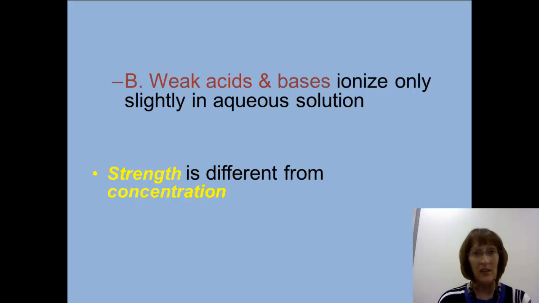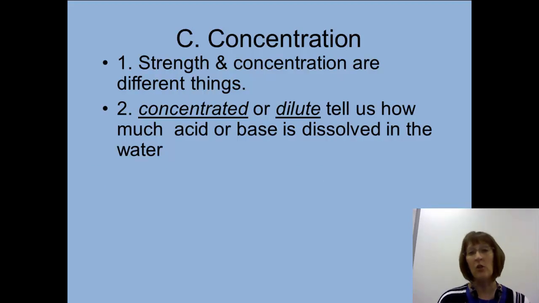So strength and concentration are different. Strength means if it's strong, it ionizes completely. It's a great electrolyte. And weak means it doesn't ionize completely. It's a very poor electrolyte. Concentration means how much acid or how much base you put in that water. So strength and concentration are different things. Concentrated and dilute tell us how much of the acid or the base is dissolved in the water.